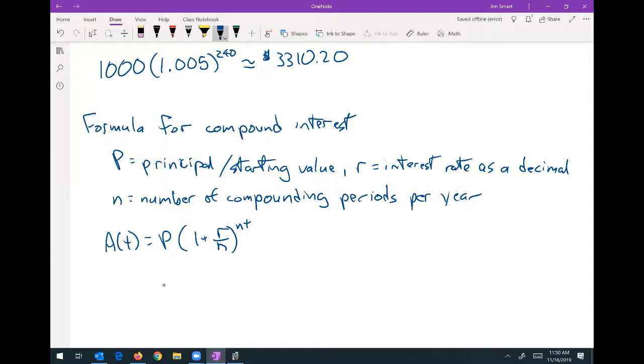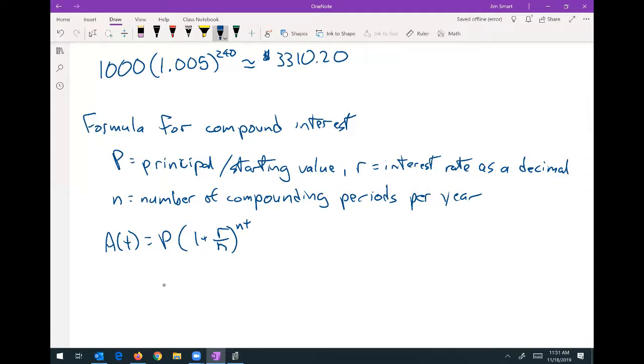So daily, obviously, the N would be 365. In banking, I think they actually use 360 because they just basically call it 30 per month for ease of calculation. But I'm not going to get into that kind of complication. If it says daily, you can just use N equals 365.